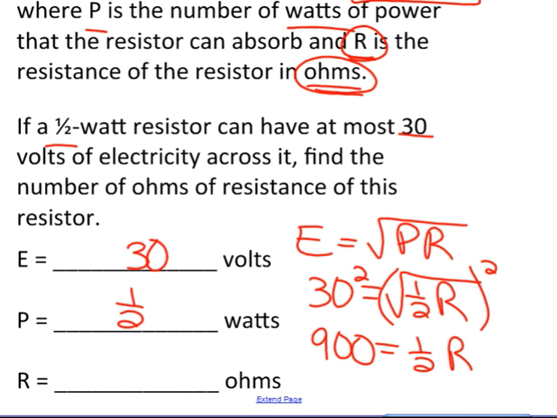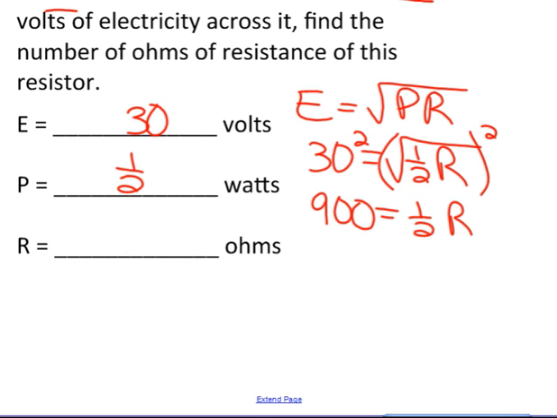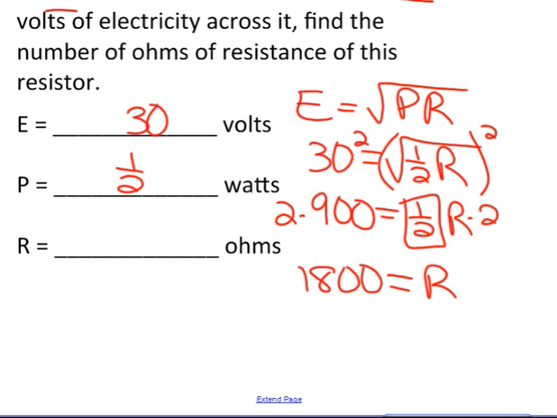1/2 R. Now remember, instead of dividing by 1/2, it's actually easier to multiply by the reciprocal. The reciprocal of 1/2 is 2/1, or 2. So if I multiply both sides by 2, I get 1800 is equal to R. So the 1/2 cancels with the 2. So the resistance is 1800 ohms.